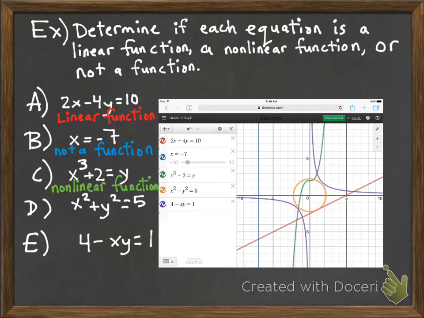The fourth equation is the orange one, which makes a circle. The circle is not a function. If I draw a straight up and down line through that, it would touch the top and the bottom at the same time.